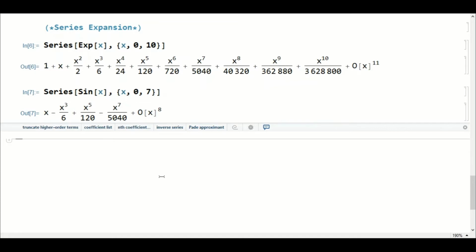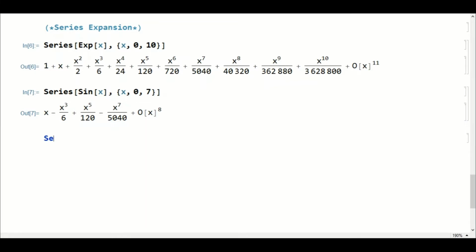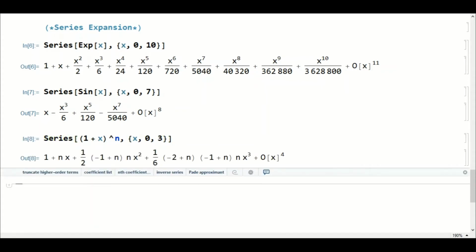Suppose that you have an expression 1 plus x raised to n. This is also a very important expansion. 1 plus x to the power n, and you can tell that you want the order of x up to 3. So you can see that 1 plus nx plus 1 by 2 n minus 1 into n x square, and this is how you have got the series expansion.